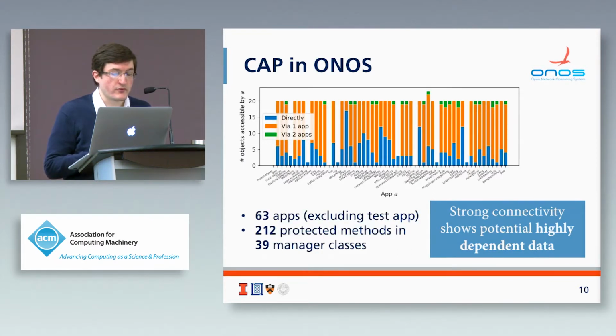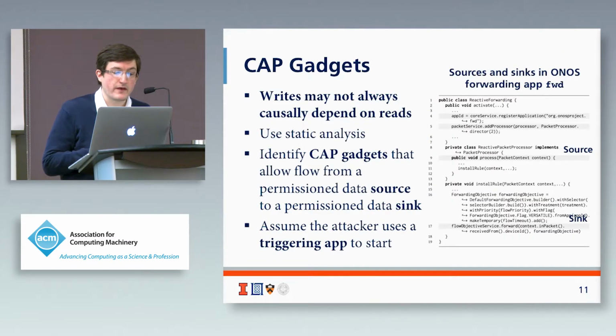We ran a shortest path algorithm over that graph to find that most apps could either directly or via one other app access different objects within the control plane potentially. However, this is not necessarily a complete picture of what actually goes on, because we now have to consider that writes may not always causally depend on reads. So to narrow down the actual dependencies, we had to perform static analysis over the applications themselves.